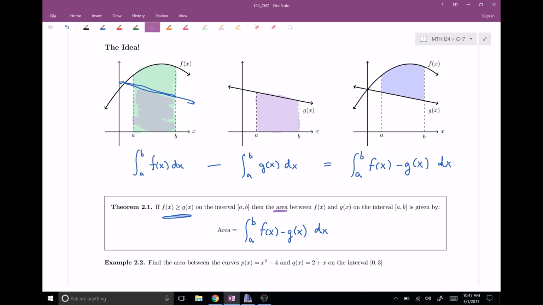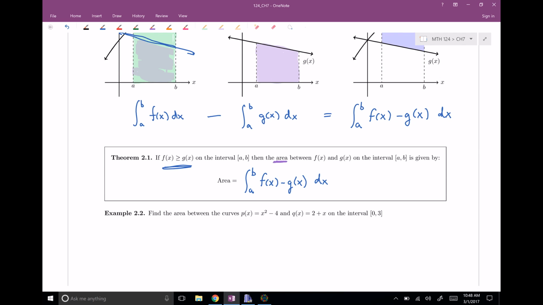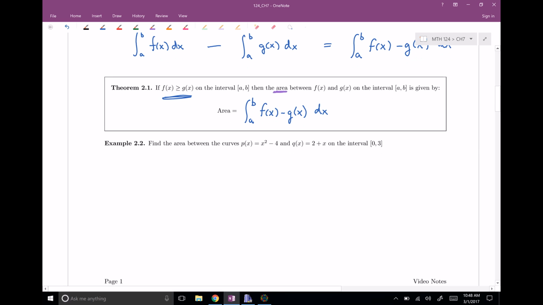So again, we're talking about area, so all of our answers should be positive. If you get a negative answer, this is a warning symbol, right? That we're doing something wrong, that we need to rethink the problem. Okay, so let's move on to actually try to calculate one of these things out.